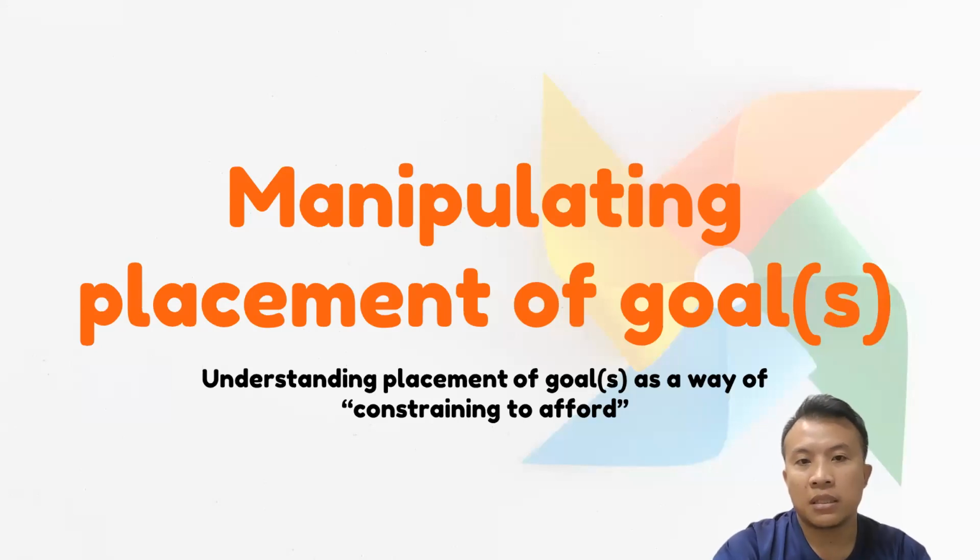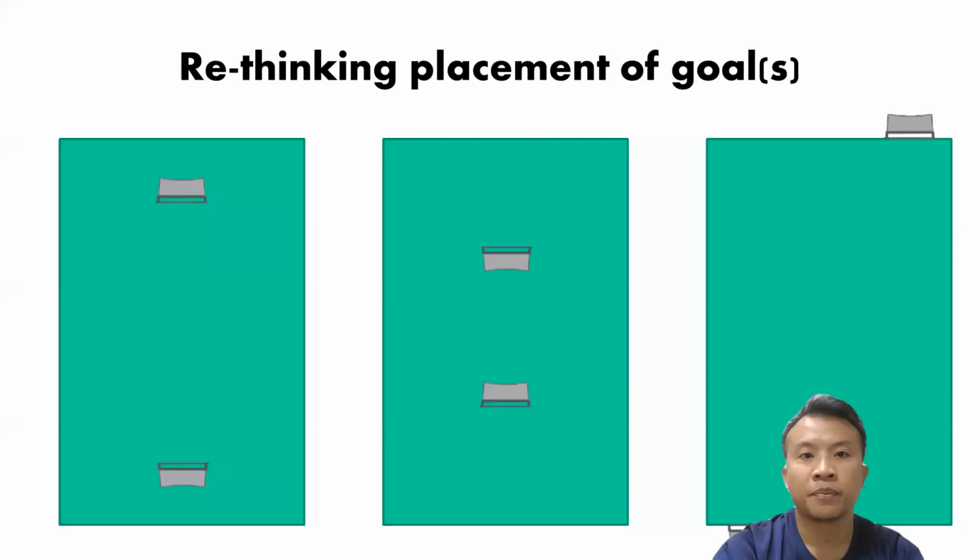The last part of this presentation for today, I would say, is the possibility of manipulating the placement of the goals. It's for understanding the placement of the goal or goals as a way of constraining to afford.